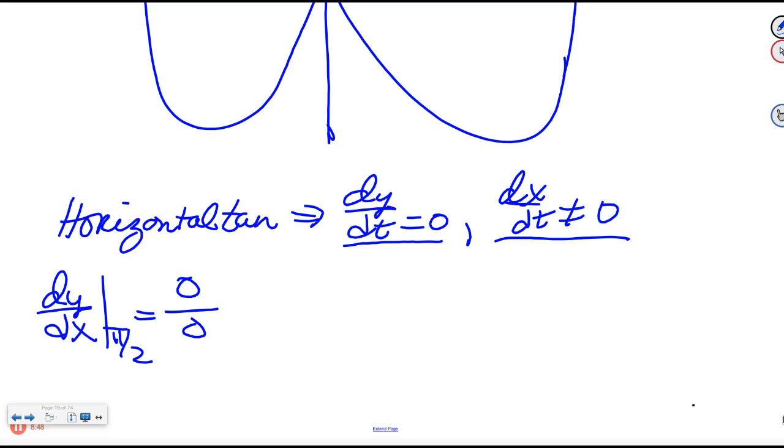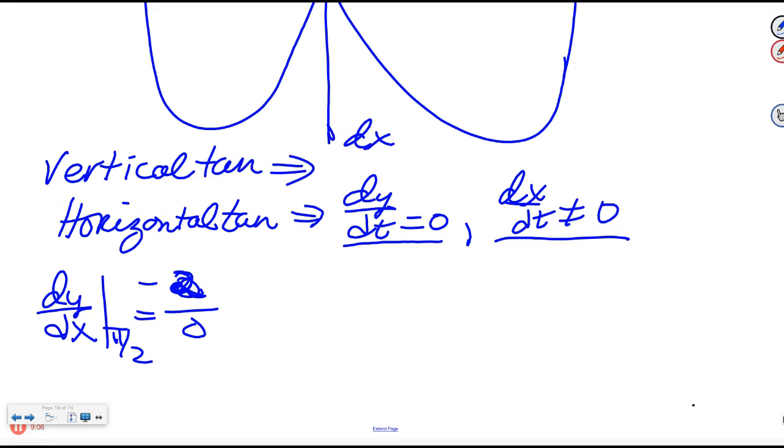Isn't it negative 2 over 0? Oh, sorry. That's actually going to tell me something else. That's going to tell me where there's a vertical tangent line. A vertical tangent line is the opposite. That would imply that dx/dt, the denominator, equals 0, but dy/dt does not. Where do they both equal 0? I think it's at pi, isn't it?